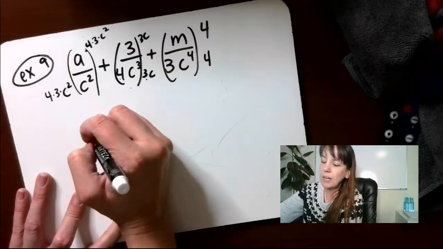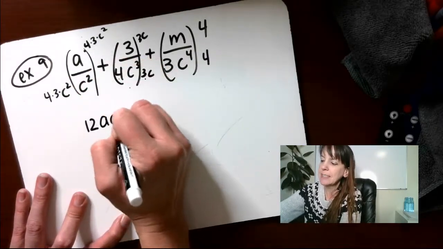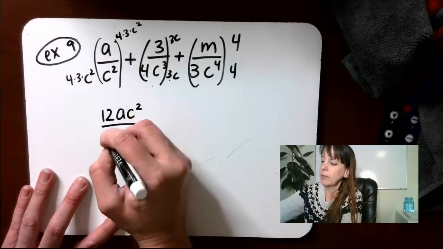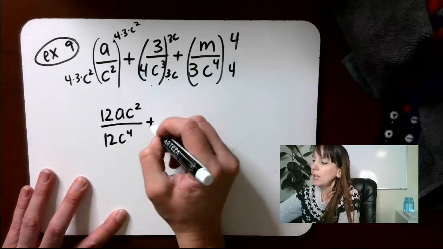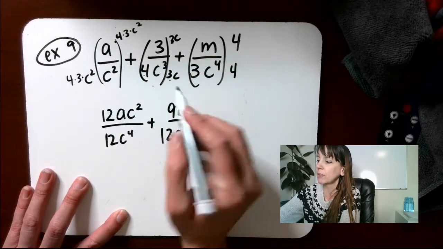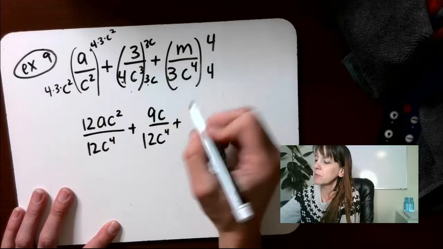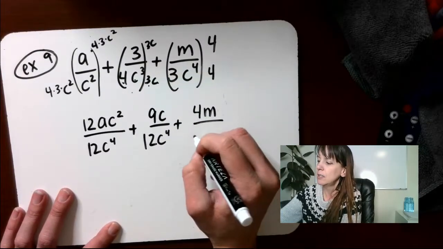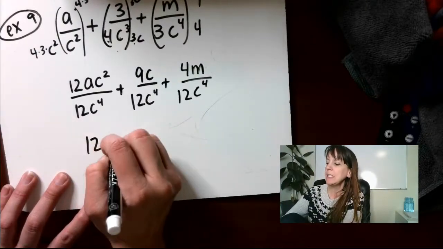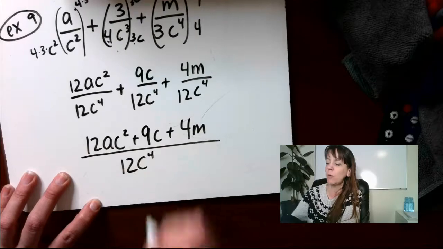Upstairs, I get, was that an A that I did? Yes, A. Okay, so I've got 12AC squared, right? For that top bit up there, all over 12C to the 4th. Plus 3 times 3 is 9, and then times C over 12C to the 4th, because 3 times 4 is 12, C3, C1, C4. Plus M times 4, so 4M, over 12C to the 4th. All right, so how can we simplify that? 12AC squared plus 9C plus 4M, all divided by 12C to the 4th, just like that.